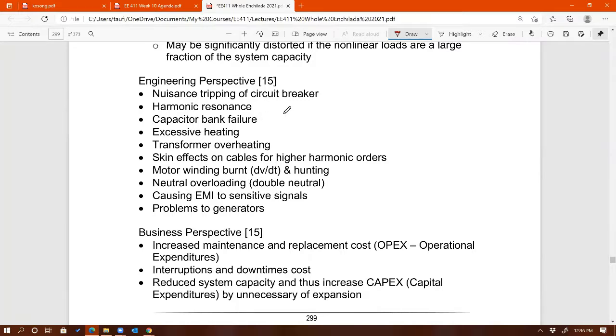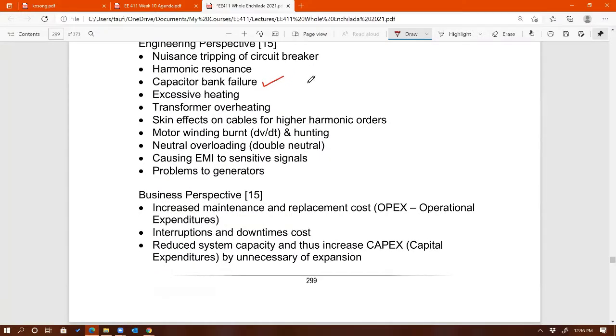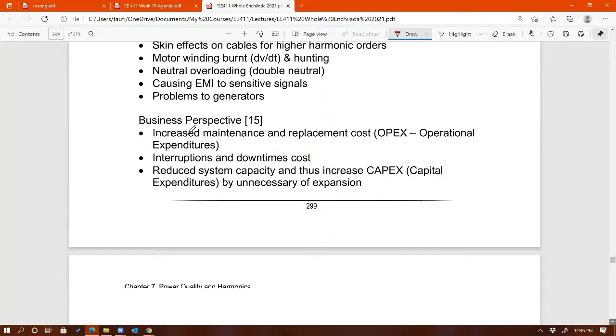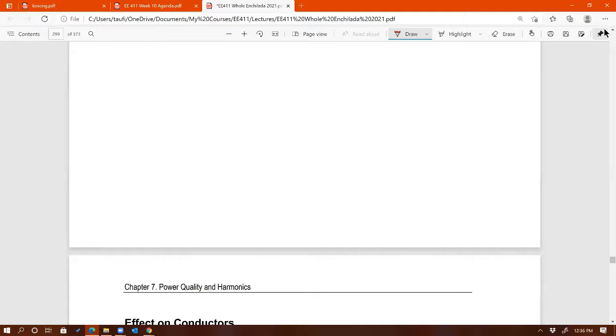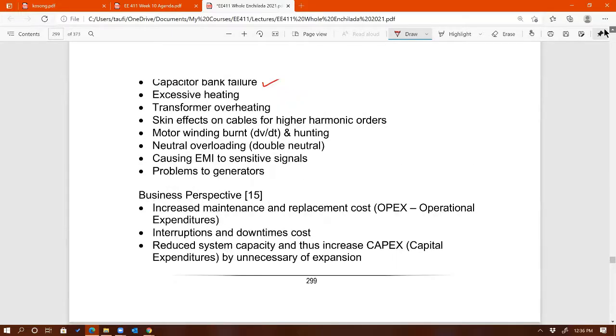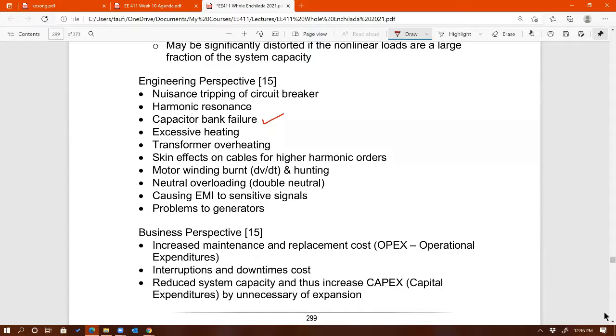I'll come back to capacitor bank failure when we get to capacitor resonance. From a business perspective, harmonics are also a problem because they can increase maintenance and replacement costs, interruption and downtime costs, and reduce system capacity, thus increasing capital expenditures. Those are the reasons why we need to be concerned with harmonics. Any questions so far?